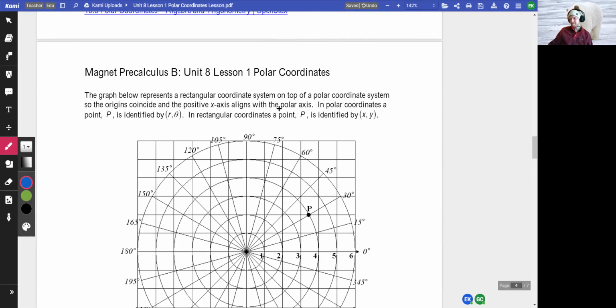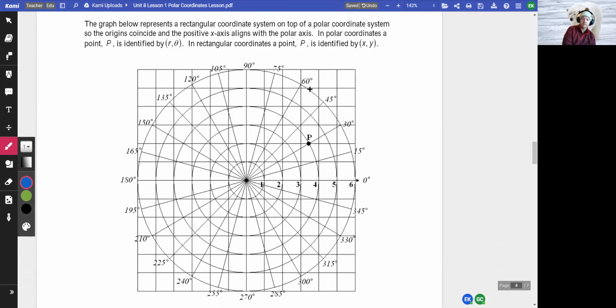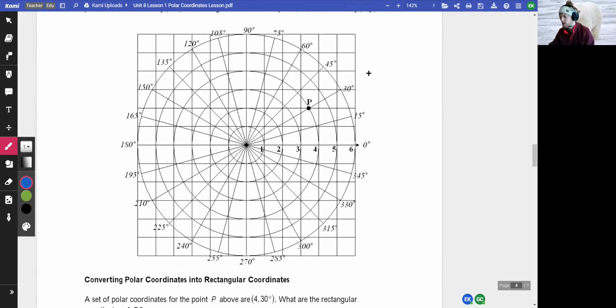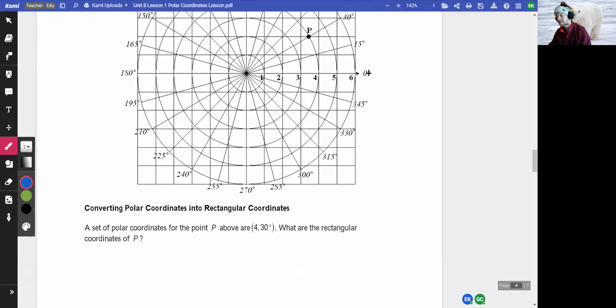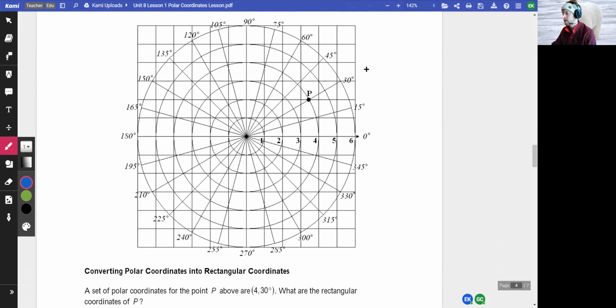All right, let's proceed. The graph below represents a rectangular coordinate system on top of a polar coordinate system, so that the origins coincide and the positive x-axis aligns with the polar axis. In polar coordinates, a point P is identified as r comma theta. In rectangular, a point P is identified as x comma y. What I want you to help me do is convert this point P, which is currently at 4 comma 30 degrees, 4 comma pi over 6 in polar, to rectangular coordinates, x comma y.